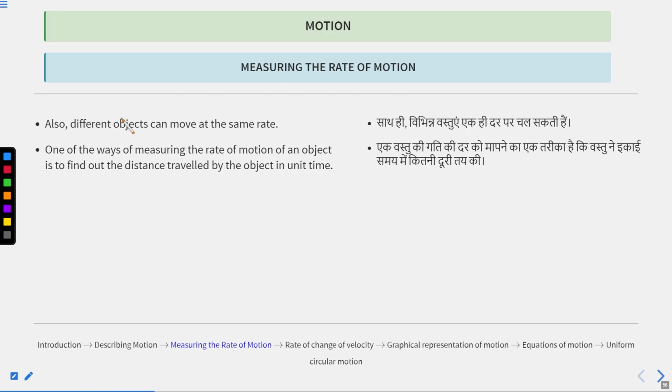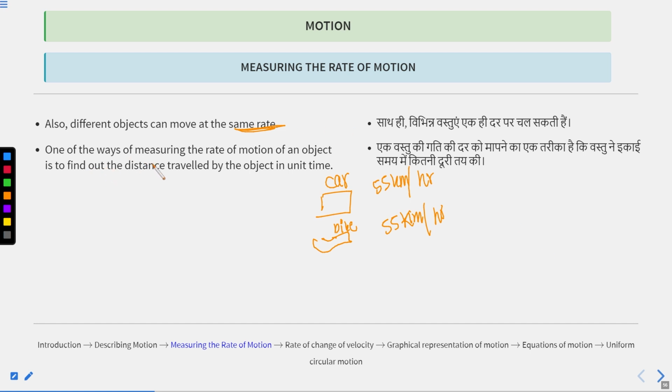Also, different objects can move at the same rate. Suppose one car and one bike both are covering 55 kilometer per hour. So these are two different objects, but these two objects are moving with the same rate and covering the same distance. So these two objects have the same speed.